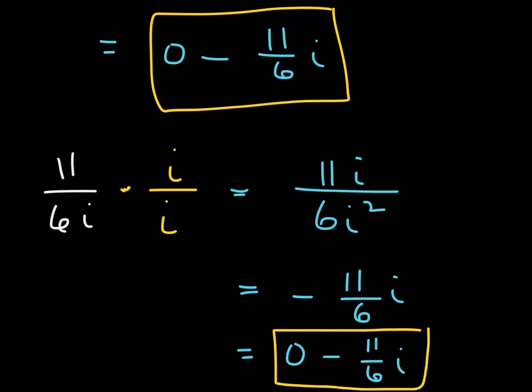So, rule of thumb, if you are dividing complex numbers and your divisor, the denominator, is pure imaginary, you can just multiply by i in the numerator and denominator, and that'll do it.